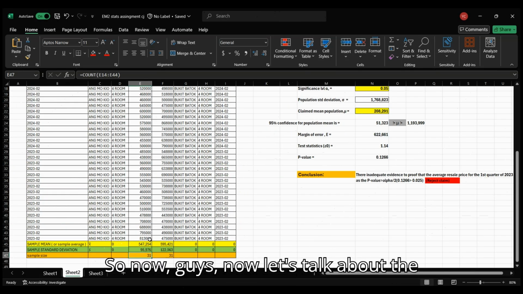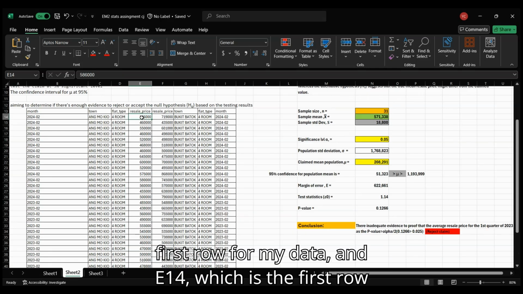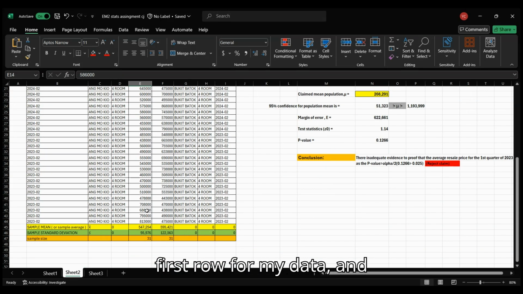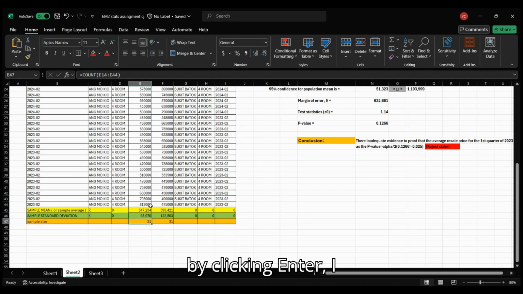Now, guys, let's talk about the formula that I used to get my sample size. I use equals COUNT E14, which is the first row of my data, and E44, which is the last row of my data. By clicking enter, I get 31, which is my sample size.